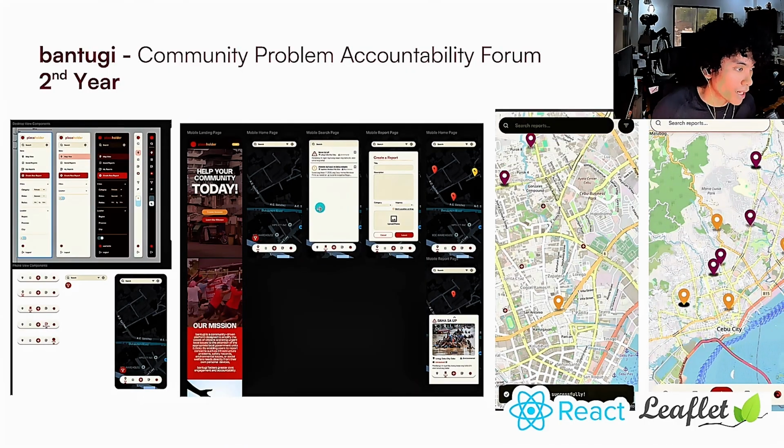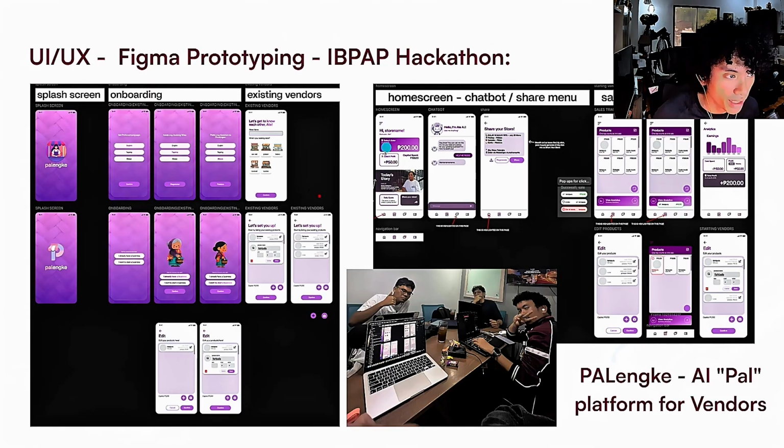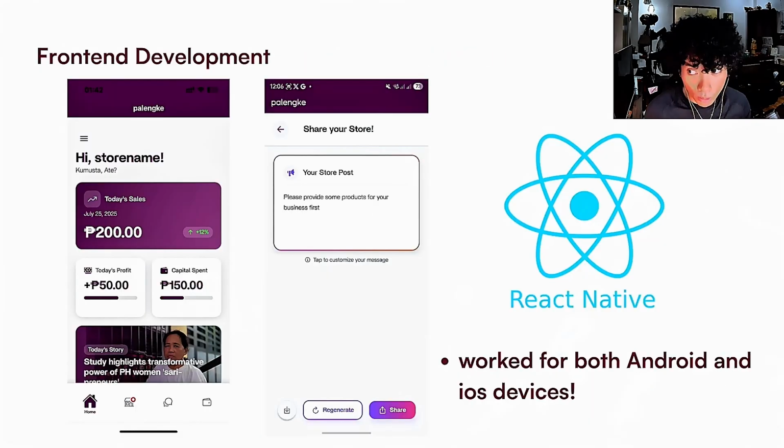So here we have our splash page. We also made a nav bar just in case the person was on desktop. An AI chatbot, like right here, will teach you the ins and outs of being a vendor. The name of the app was Palenque, obviously a pun for "pal," like friend, then "lenke." So friend for vendors, it's a Palenque. We actually coded this in React Native and we ended up making it work for both Android and iOS devices.